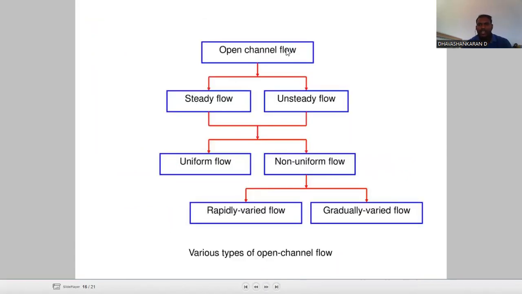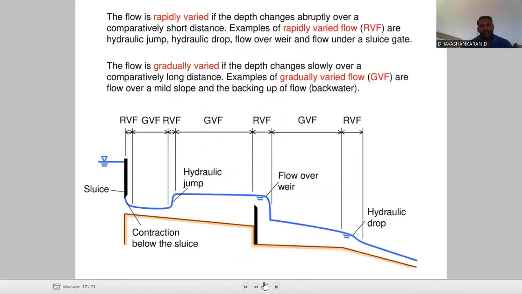Open channel flow is generally classified into two types: steady flow and unsteady flow. These steady and unsteady flows are combined to get uniform flow and non-uniform flow. Again, non-uniform flow varies into rapidly varied flow and gradually varied flow. Gradually varied flow does not happen suddenly; when water flows over a long distance, gradually varied flow will occur. Rapidly varied flow occurs over a short distance.